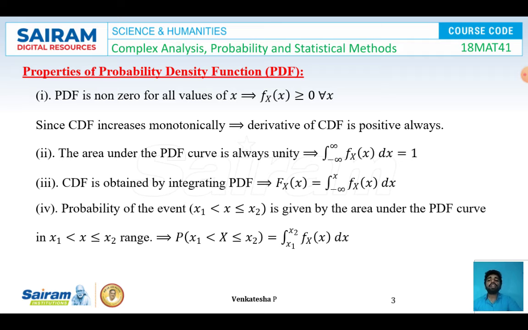Fourth property, the probability of the event x1 less than x less than or equal to x2 is given by the area under the PDF curve in the range x1 less than x less than or equal to x2. That is, P(x1 < x ≤ x2) will be equal to the integral from x1 to x2 of f_X(x) dx.